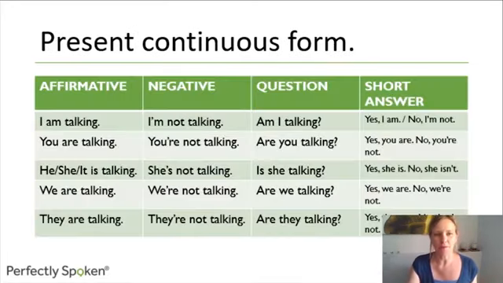And here's a reminder of the form. Remember, you have the affirmative. Here, you've got it without the contraction. So I am talking, you are talking, he is talking. Obviously, you can contract. So I'm talking, you're talking, it's talking, she's talking, we're talking, they're talking. You've got the negative and the question form where you just take the subject and change the subject and the auxiliary verb, which in this case is the verb to be. Okay, so do you remember that?